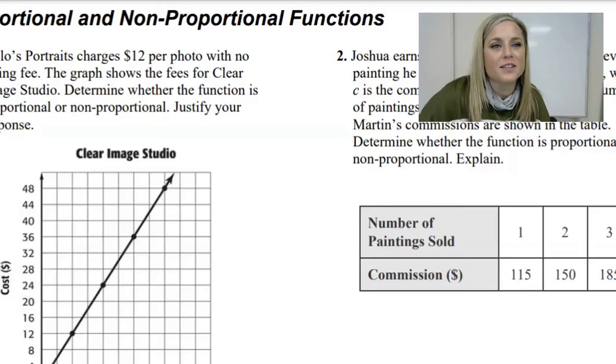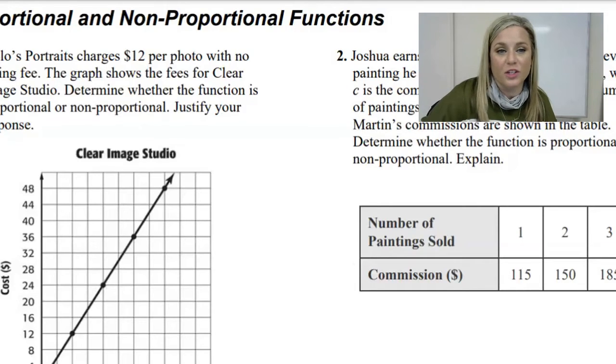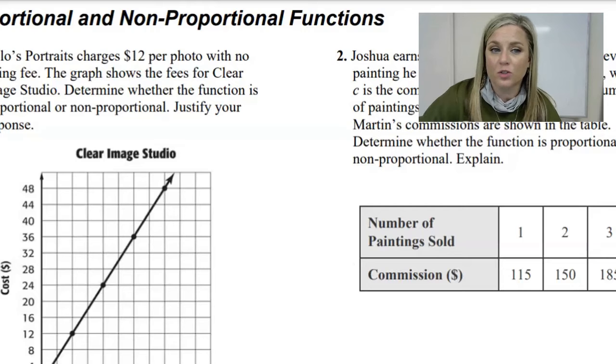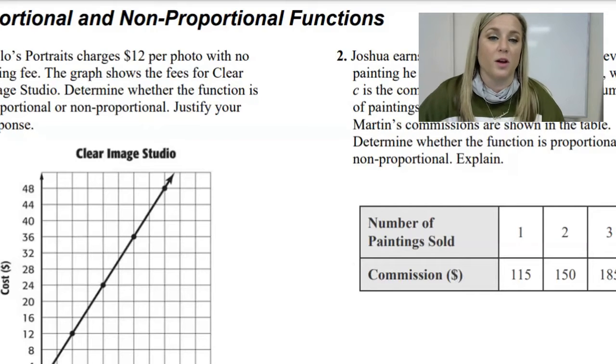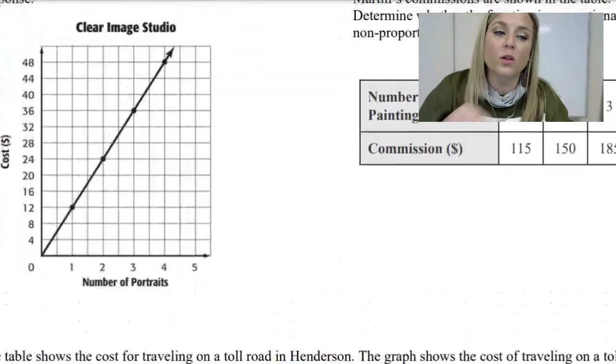We've seen that, guys. So we're going to start with example 1. Palos Portraits charges $12 per photo with no sitting fee. The graph shows the fees for Clear Image Studio. Determine whether the function is proportional or non-proportional. Justify your response.